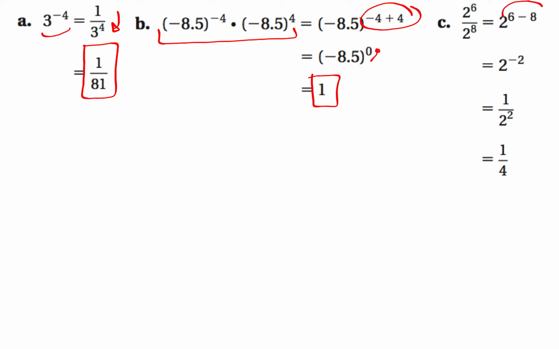C. 2 to the 6 over 2 to the 8th. We would do the quotient rule and subtract. Do 6 minus 8, we get negative 2. To get a positive exponent, we'll go ahead and move it to the bottom, then evaluate, and we get 1/4.